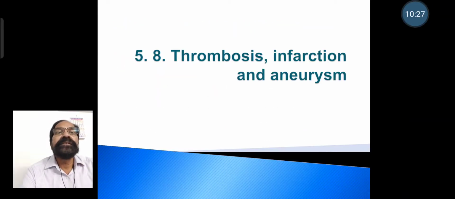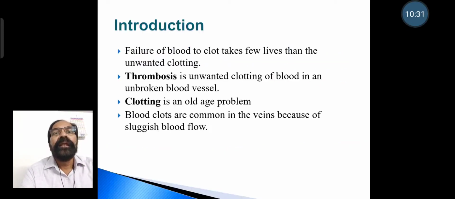Then thrombosis, infarction and aneurysm. Failure of blood to clot takes fewer lives than unwanted clotting. Thrombosis is unwanted clotting of blood in an unbroken blood vessel. Clotting is an old age problem. Blood clots are common in the veins because of sluggish blood flow.